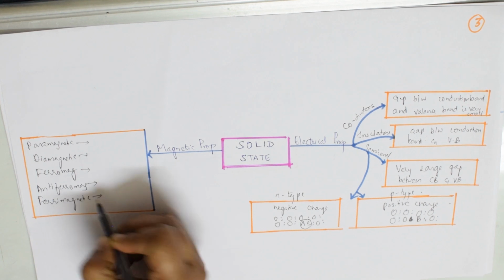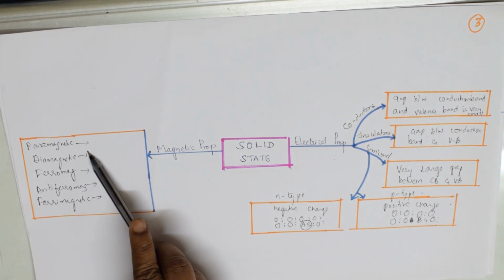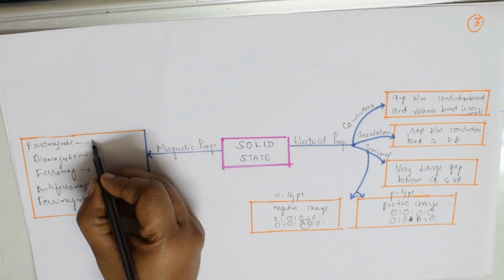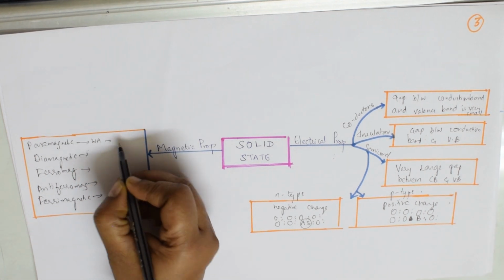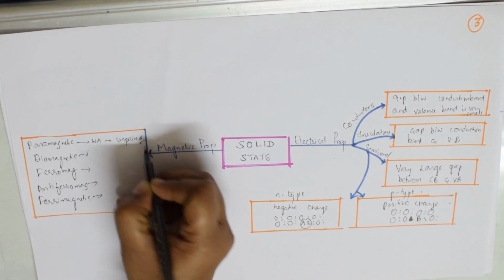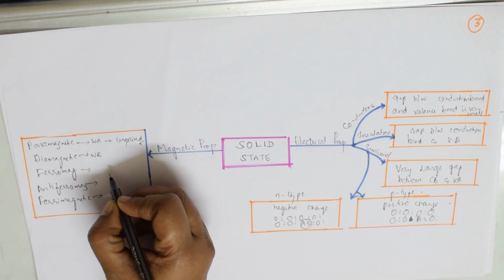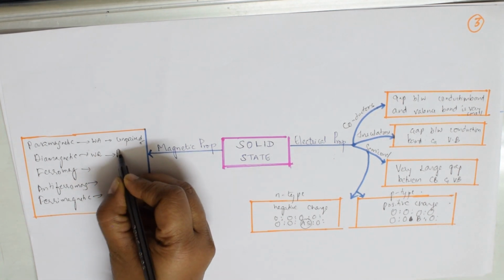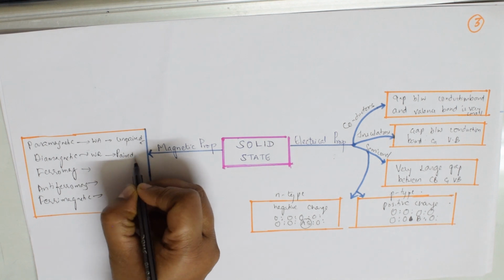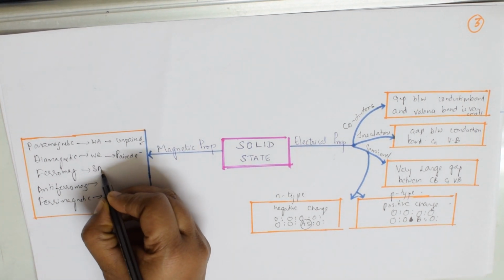So when I have to speak about paramagnetic, let me give you the definitions. You can note, students. Paramagnetic means weakly attracted, means unpaired electrons here. So the important thing is it is weakly attracted, and you have unpaired electrons. In diamagnetic, weakly repelled. WR means weakly repelled. Here you have paired electrons. In ferromagnetic, strongly attracted.